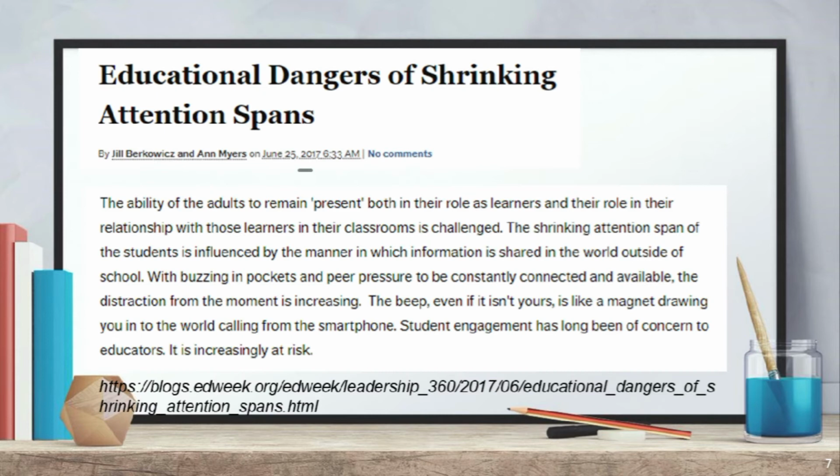As stressed by Berkowitz and Myers in their article, Educational Dangers of Shrinking Attention Spans, the ability of adults to remain present, both in their role as learners and in their relationship with those learners in their classrooms, is challenged. The shrinking attention span of the students is influenced by the manner in which information is shared in the world outside of school. With buzzing in pockets and peer pressure to be constantly connected and available, the distraction from the moment is increasing. The beep, even if it isn't yours, is like a magnet drawing you into the world calling from the smartphone. Student engagement has long been of concern to educators, and it is increasingly at risk.